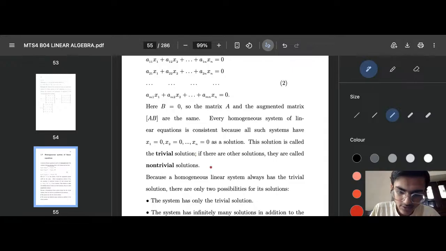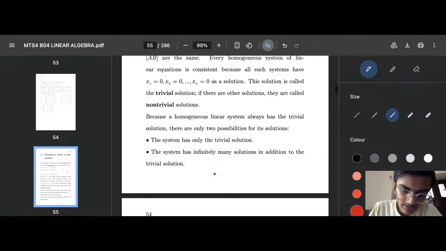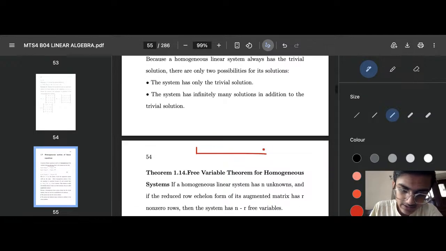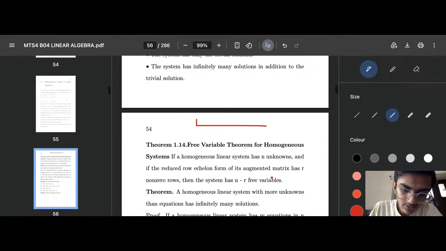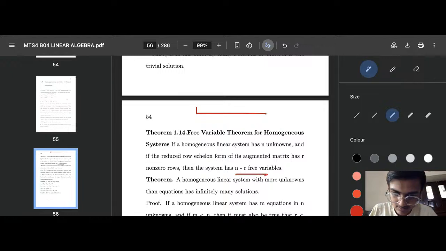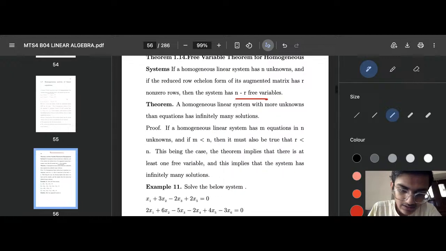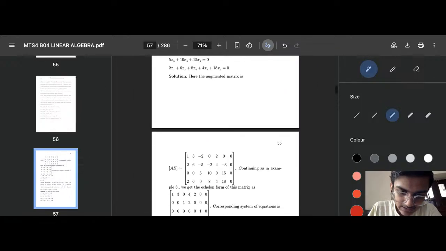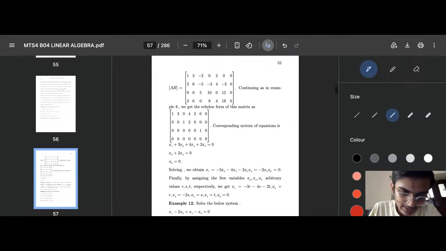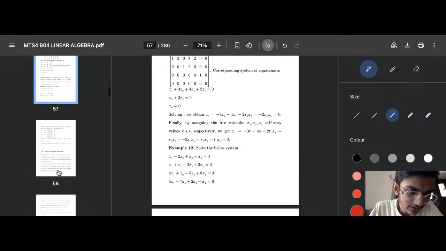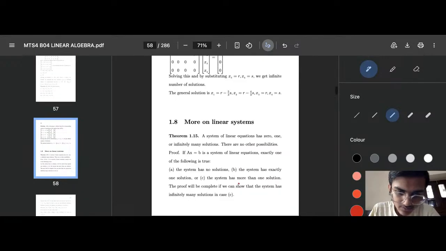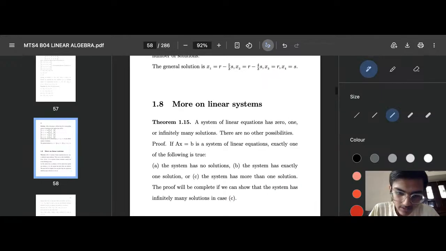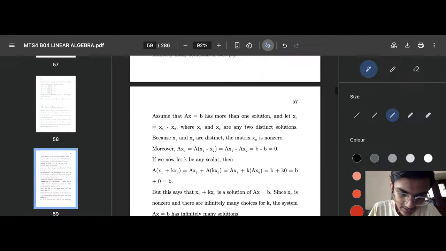So for non-trivial solutions, you can use the same concept which we have discussed. It has infinitely many solutions, and the free variables theorem for a homogeneous system, which we discussed, is n minus r. From here, you can check the augmented matrix again. You can make the row reduced echelon form and find the same. The same process goes for this. No such advancement. We have discussed that it has 0, 1, or infinitely many solutions, so there are no other possibilities, already discussed.